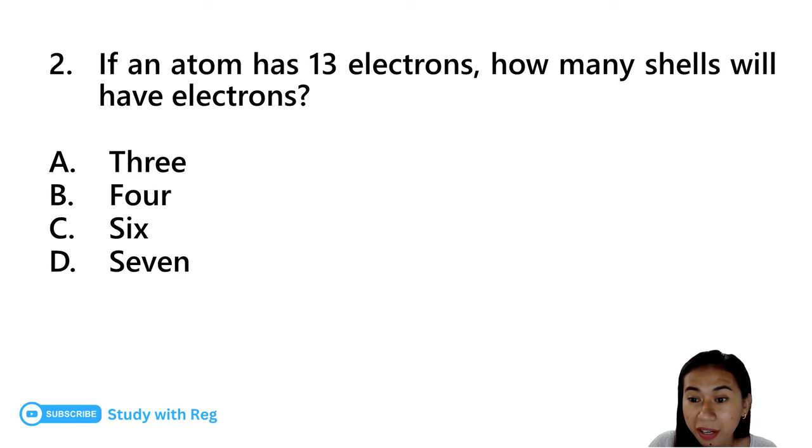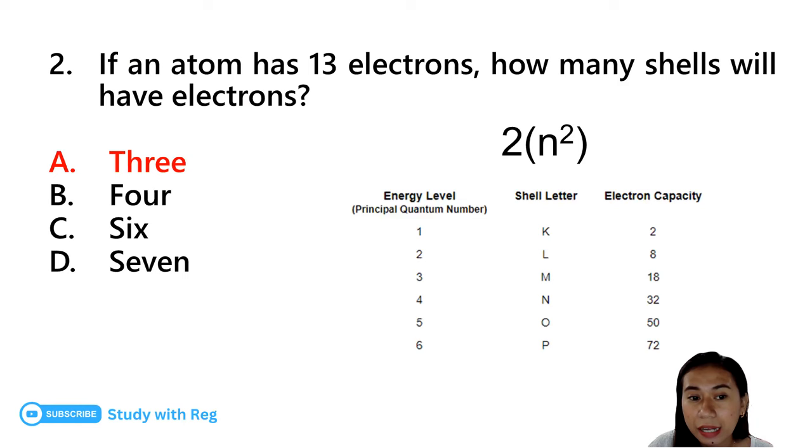Sige. So, this is, sagot natin ay 3. Just remember this formula, ha? 2 times n squared. O, yung n, that is referring to the number of energy level, sorry. Number of energy level. So, dyan natin madedetermine kung ilan yung maximum na electrons. Like, okay, let's say for example, the energy level, that's the same with the principal quantum number.